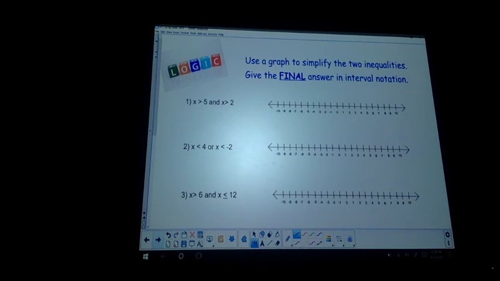All right. So use the graph to simplify the two inequalities. Get the final answer in interval notation. All right. So number one, it says it's an and problem. What did I just tell you and does? Does it shade away or does it shade together? Shades together. Okay, so I'm going to put an open or closed dot on 5. I'm going to put an open or closed dot on 2. Now, I want values that are bigger than 5, and I want values that are bigger than 2.